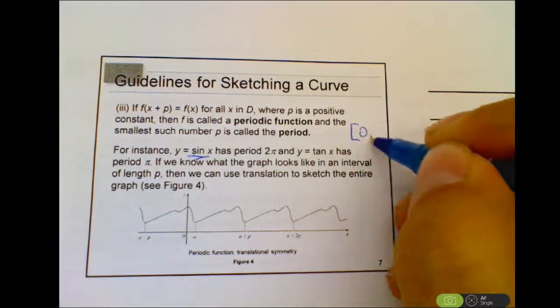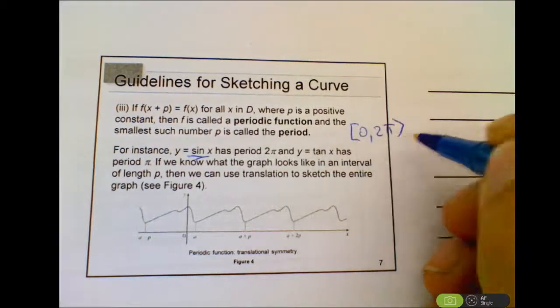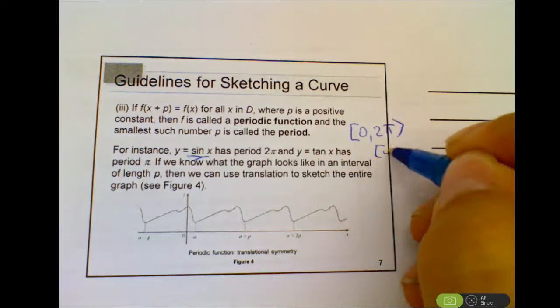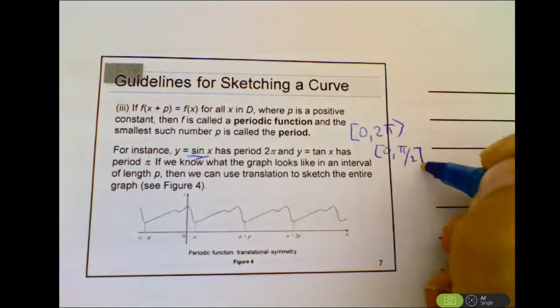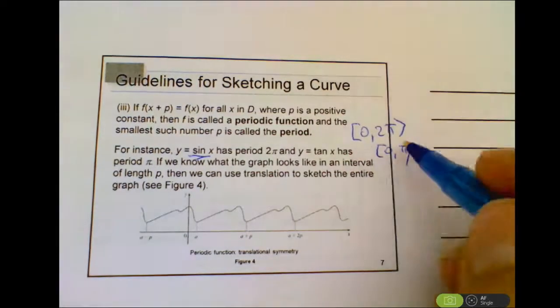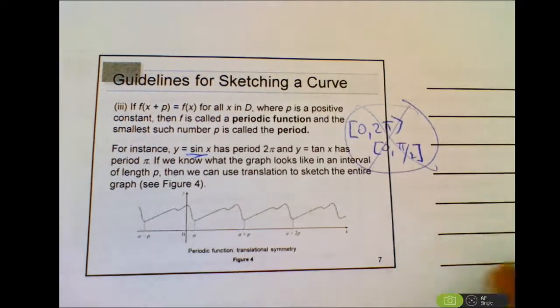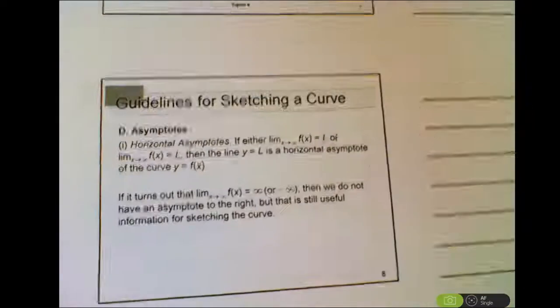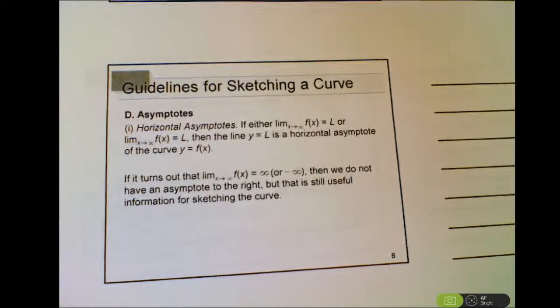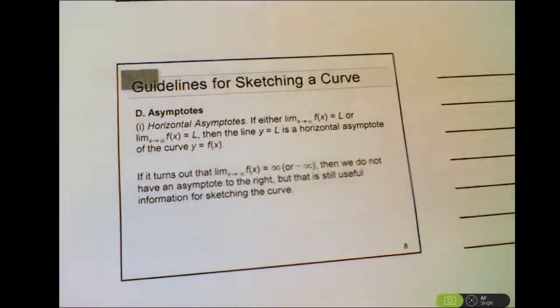If the domain is not specified, usually they put 0 to 2 pi, sometimes they put 0 to pi over 2 and things like that. If this does not show, then assume that it's all real numbers, and definitely that's periodic. Now the next one is something that is very important, and those are the asymptotes.